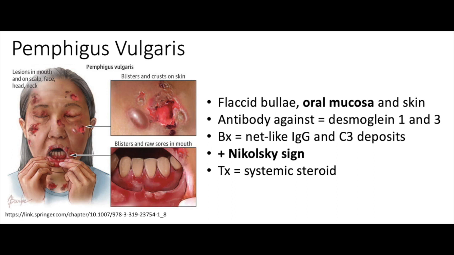You'll also have a positive Nikolsky sign with this condition, which just means your skin sloughs off pretty easily. This is also seen with Stevens-Johnson syndrome/TEN and also Staph Scalded Skin syndrome. And to treat Pemphigus vulgaris, you do systemic steroids.